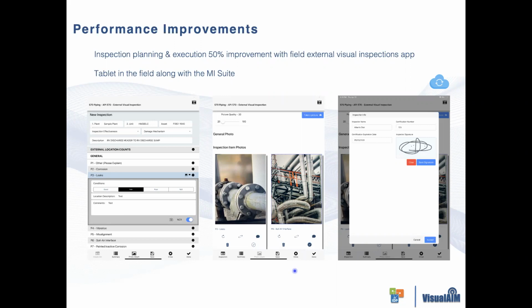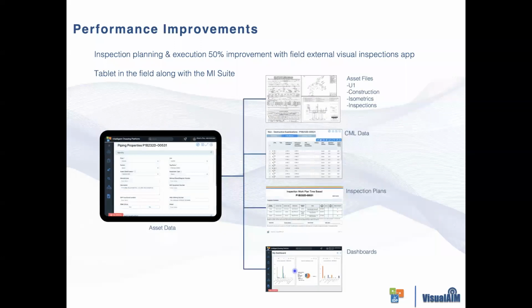And that sort of second part to the 50% improvement is just the ability of utilizing tablets out in the field and having access to the mechanical integrity suite system. Because once you complete this data migration process, you not only have access to your asset data, but you also have all of the asset files that come appended to that particular piece of equipment, like U1 documentation, construction documents, isometrics for piping circuits, and all inspection history records that might exist for those particular pieces of information, as well as all of your CML data, inspection plans, and even dashboards of information so that you can see the overall metrics of the plant. And it's all accessible via the mechanical integrity system.